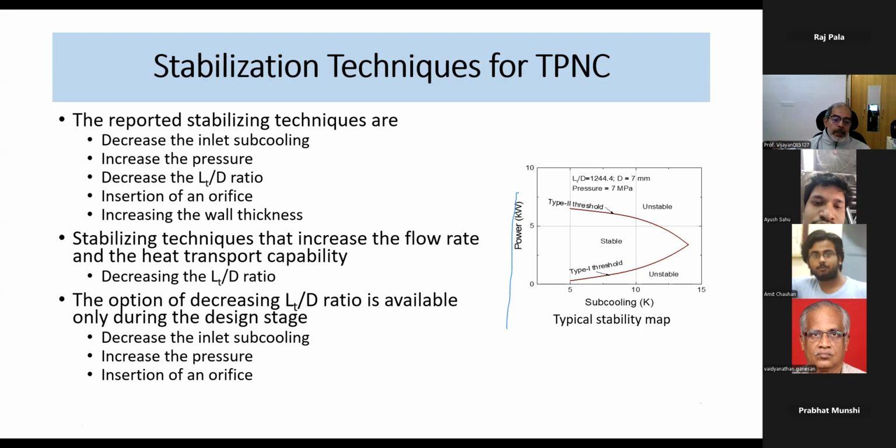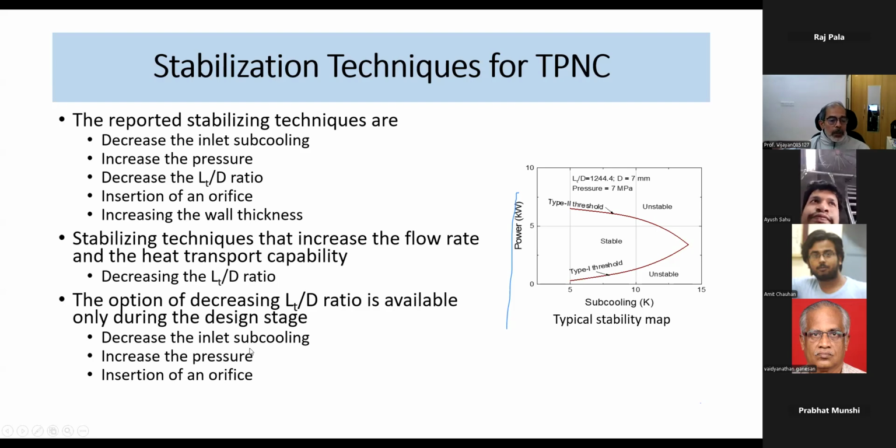Once you have already designed the loop or the reactor, you now cannot change L by D. But during the design stage, you can change, and subsequently you cannot change. Whereas in a pump system, if you find that the pump is unstable, then you can just change the pump, and this has been done in many reactors. So they change the pump, then you can get a stable system. But that option is not available.